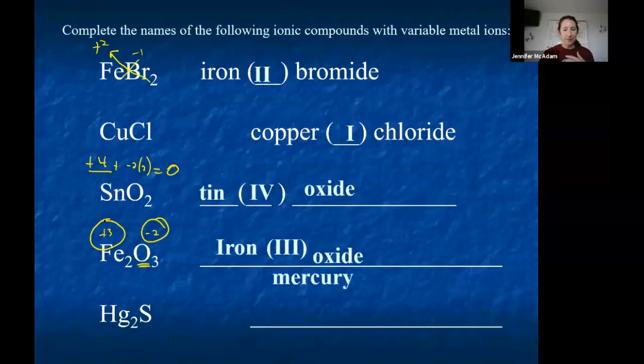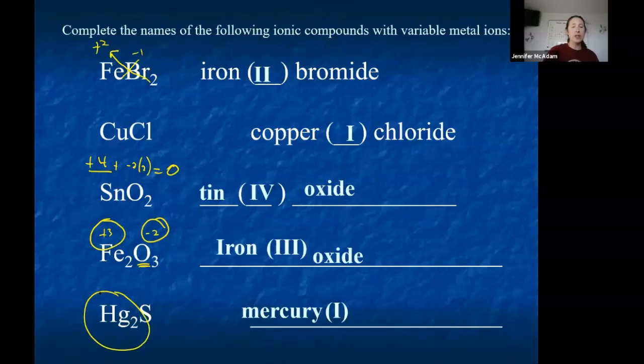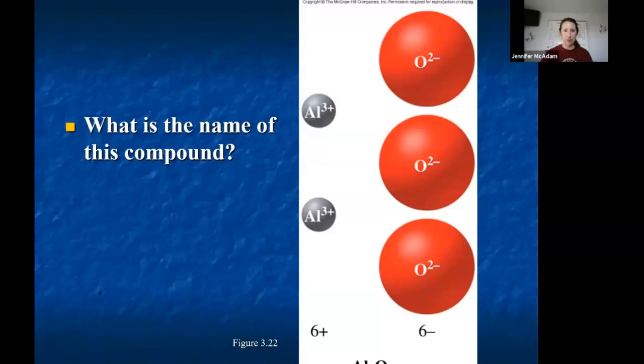This one's a little tricky. This is mercury 1. This is a polyatomic ion. You'll deal with that more in 219. It's just a tricky one. It's mercury 1 sulfide. And we'll talk more about this next week in our lecture when we get to this one. Okay, so that's how we go forwards and backwards with our ionic compounds. Okay, so what is the name of this compound?